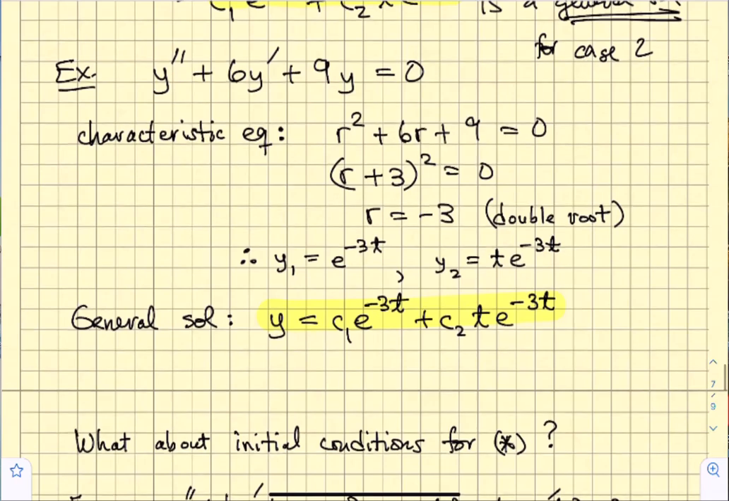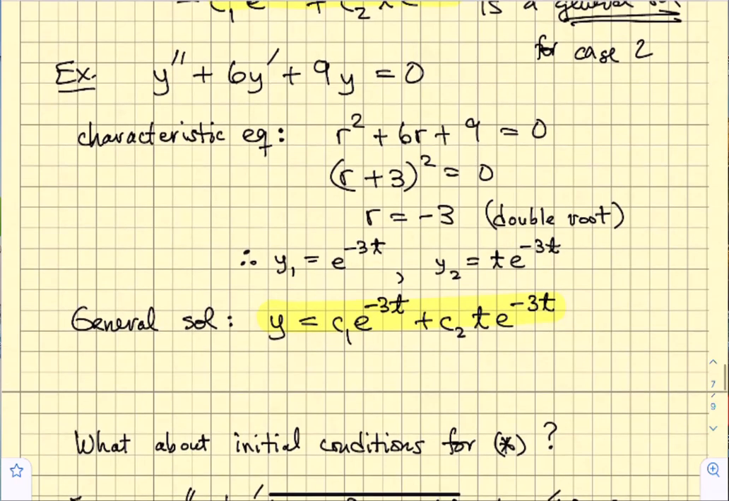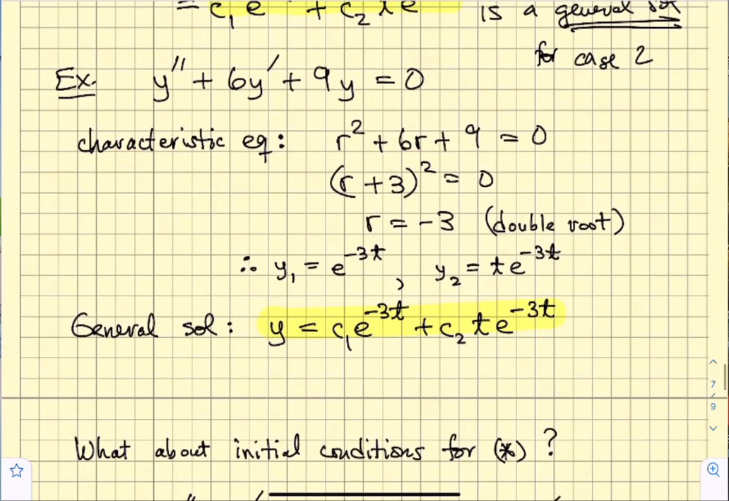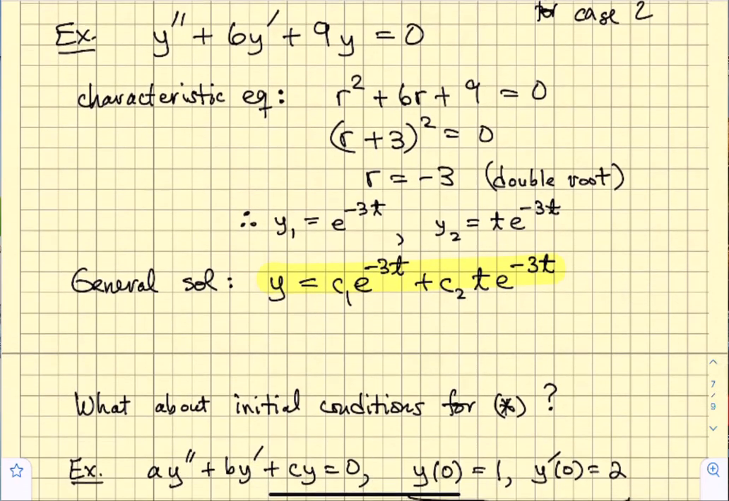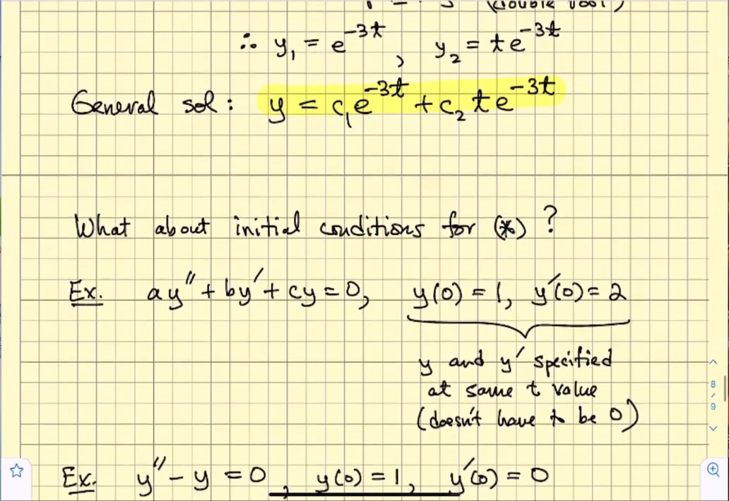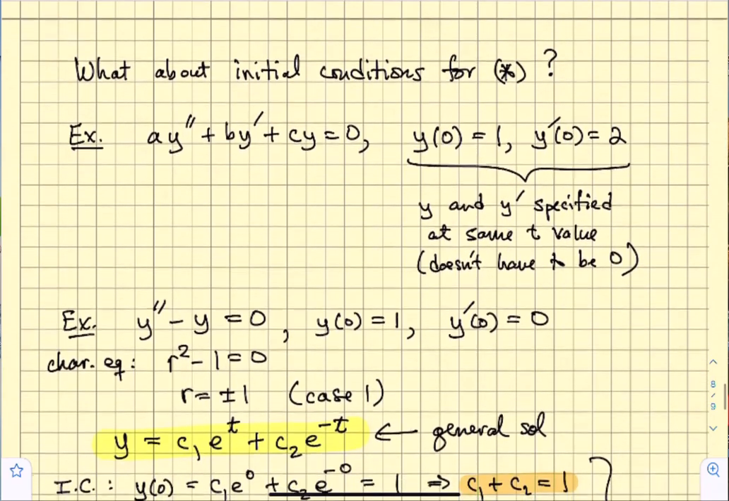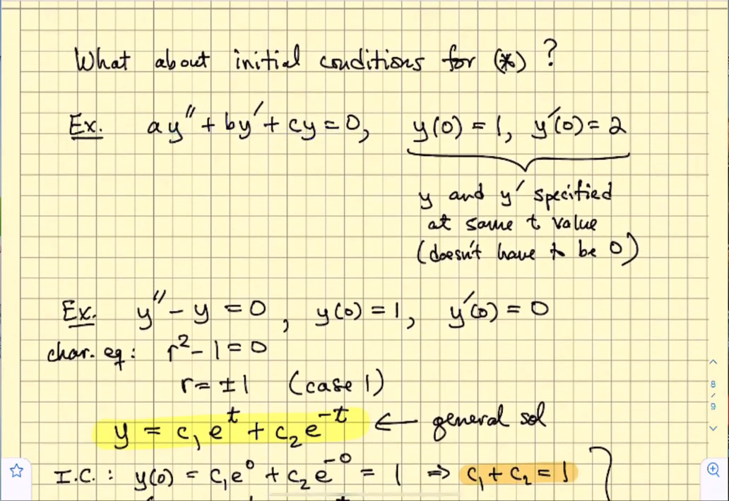Okay, so we've covered case 1 and case 2 of the characteristic equation scenario. Case 3 is going to be covered in the next section, so we're going to punt for that for now. But what happens if you had initial conditions? I do want to touch on, suppose you had a differential equation, second order linear homogeneous with constant coefficients, so you're going to use a characteristic equation, and suppose you had initial conditions.